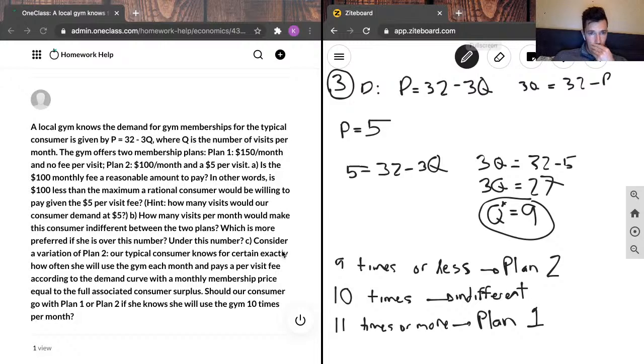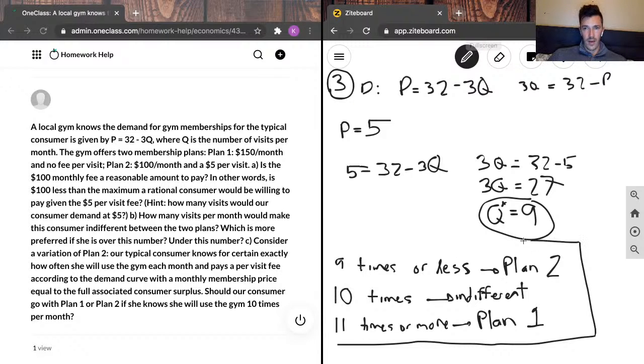Question B reads, how many visits per month would make this consumer indifferent between the 2 plans? And which is more preferred if she is over this number or under this number? So that's kind of what I just did right here. We've got it all figured out.